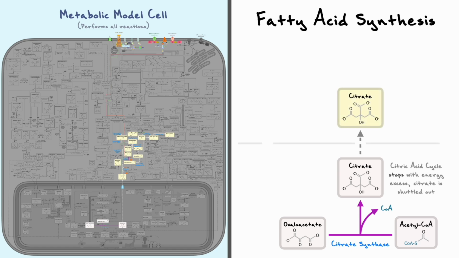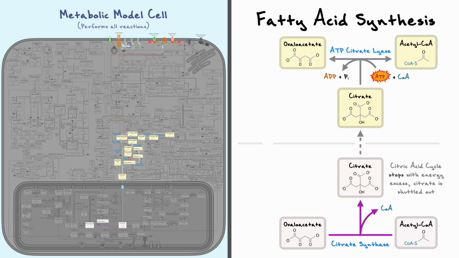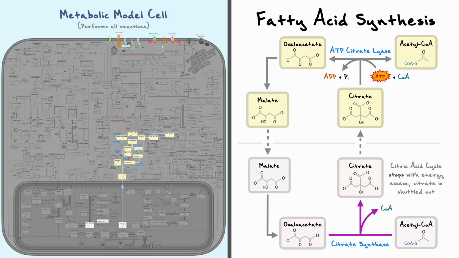Since the cycle is now stopped due to energy excess, the mitochondrion has transporters that allow citrate to leave and join the cytosol. In there, citrate can be broken back to acetyl-CoA and oxaloacetate in a reaction catalyzed by ATP citrate lyase. This reaction requires the hydrolysis of ATP to happen. The oxaloacetate that is made from this reaction can be returned to the mitochondrion via malate, as the mitochondrion has transporters for it. To convert between the two, the enzyme malate dehydrogenase uses NADH in the cytosol to make malate and NAD+ to regenerate oxaloacetate in the mitochondrion.